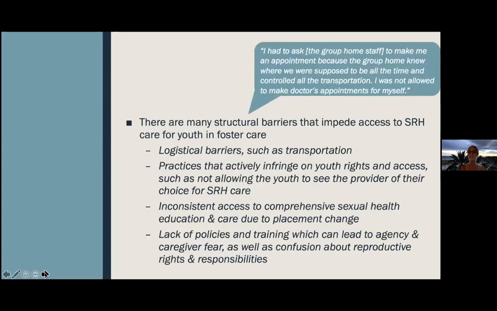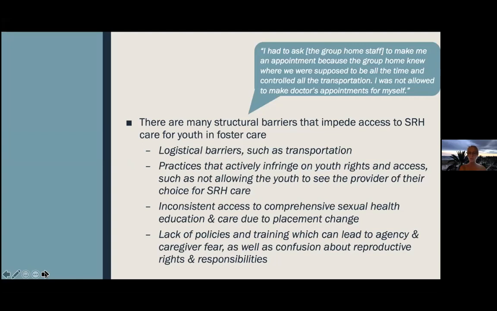So this young person says, I had to ask the group home staff for an appointment because the group home knew where we were supposed to be all the time and controlled all transportation. I was not allowed to make a doctor's appointment for myself. So these are some of the barriers that young people are up against.